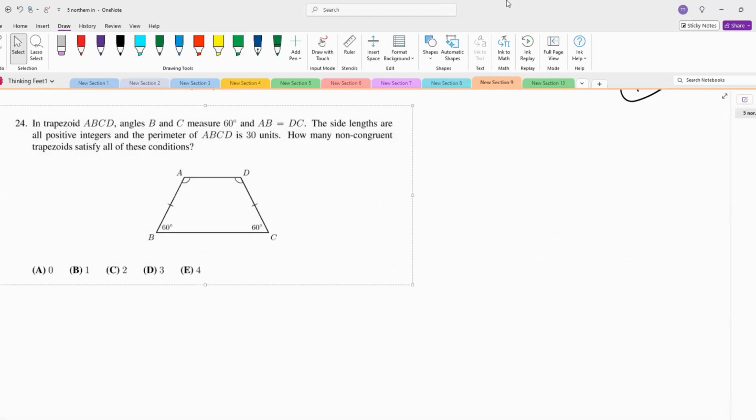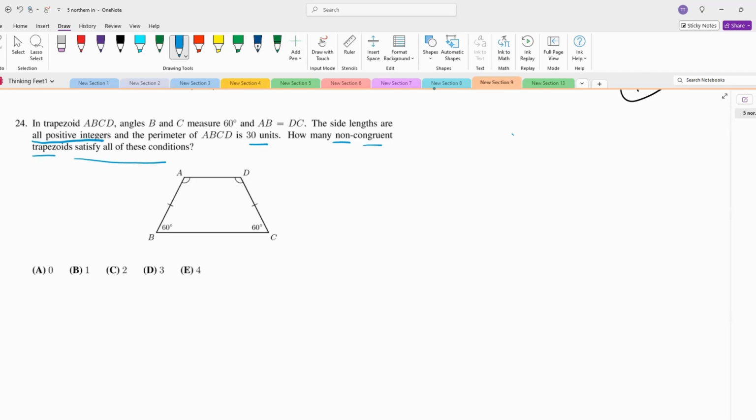So trapezoid ABCD, we've got angles B and C measuring 60 degrees, AB is equal to DC, and the side lengths are all positive integers. Very important point. They can't be negative, but the important thing is they're integers, right? They can't be decimals or fractions. And the perimeter is 30. How many non-congruent trapezoids satisfy all of these conditions? Right? How many distinct trapezoids, right?